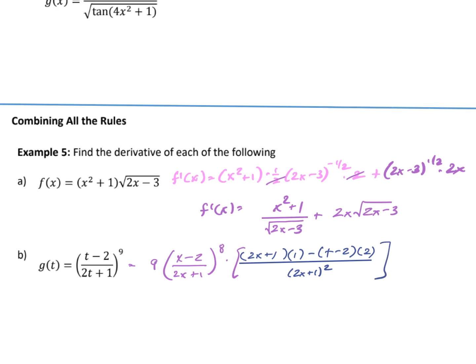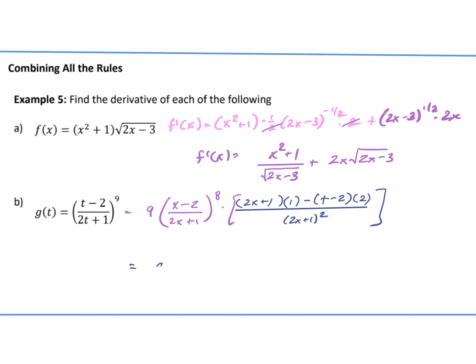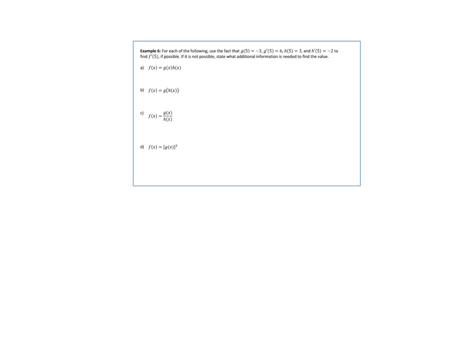Like that, okay? So we get 9, and then x minus 2, 2x plus 1, to the 8th power. And then this becomes, the 2 t's cancel out. I believe you get 5. I'm going to simplify a little bit here in my head. 5 over, and then 2x plus 1 squared. I'm going to leave it like that for this question.